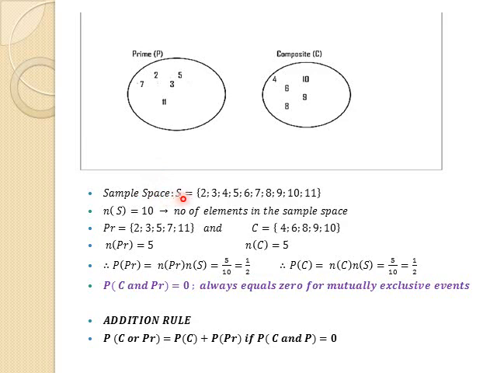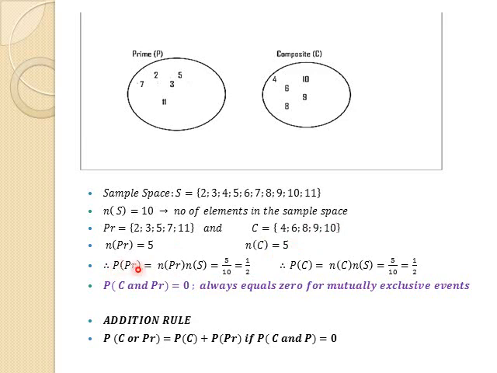So my sample space here is 2, 3, 4, 5, 6, 7, 8, 9, 10, 11. That's what's in there. So the number of elements in my sample space is 10. For prime numbers, I have 2, 3, 5, 7, 11, so there's 5. For composite, I have 4, 6, 8, 9, 10, so there is 5.